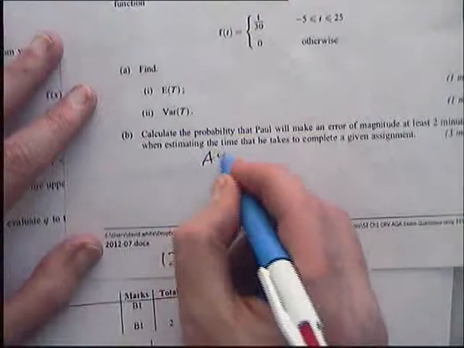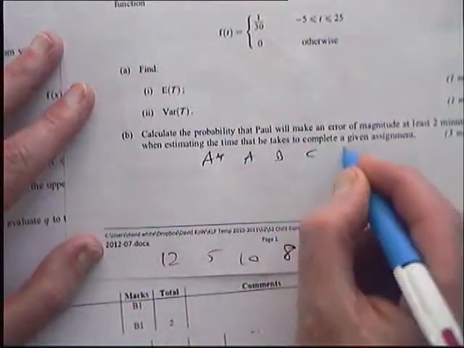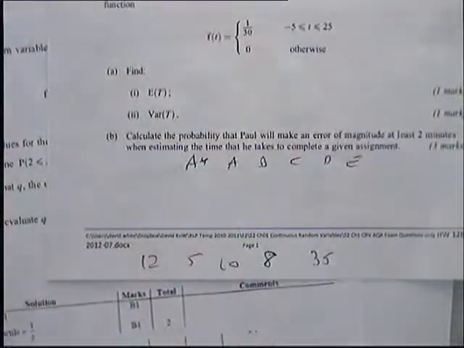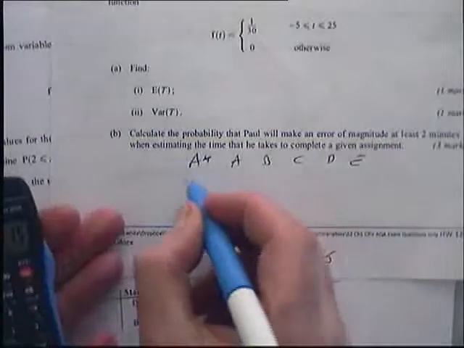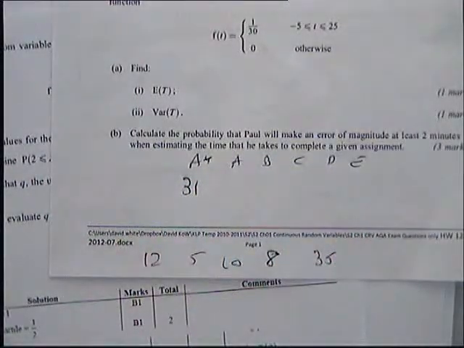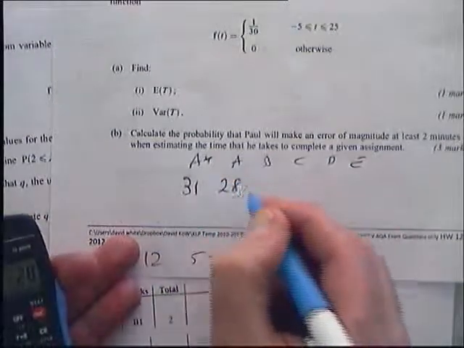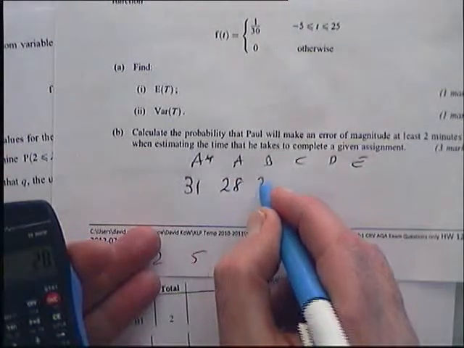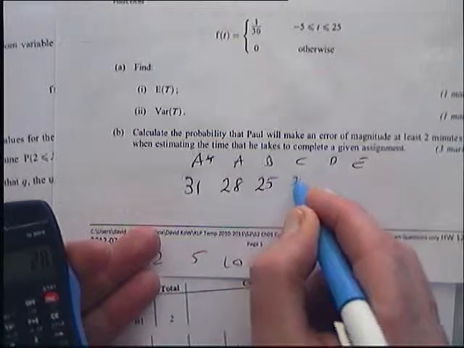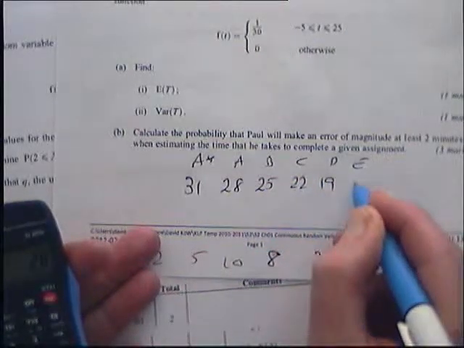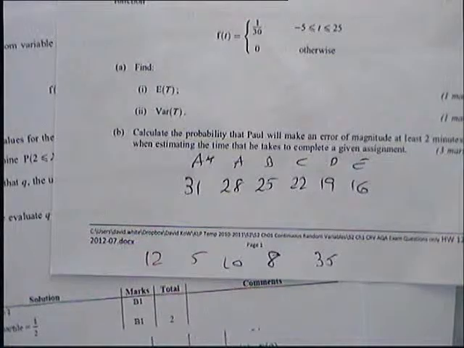So let's have some grade boundaries. Right, 35 times by 0.9. 31.5, so we'll call that one 31. That's 28. So it looks like we're going down in 3s. That's 25. That's 22. That's 19. That's 16. Down in 3 then 4. There we go. Those are the grade boundaries.